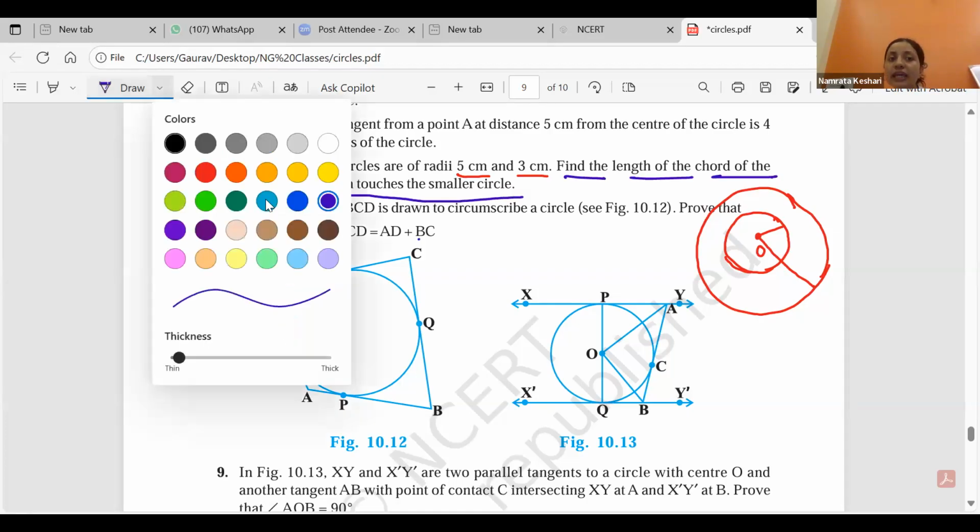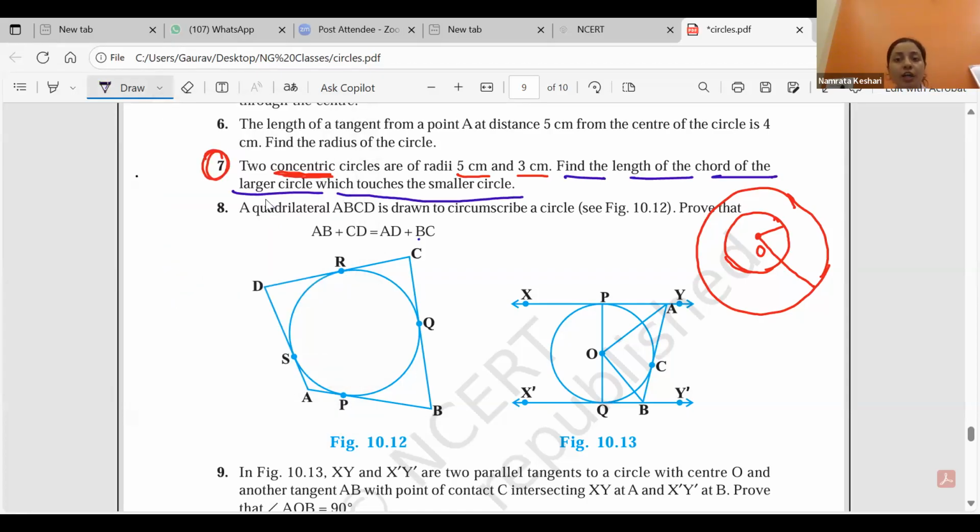लार्ज वाले सर्कल में एक ऐसा कॉर्ड ड्रॉ करके दिखाओ जो स्मॉलर सर्कल को टच करके निकले. क्या समझ में आ रहा है हमें स्टेटमेंट? यस मैम. ओके, तो हमने एक कॉर्ड AB यहाँ ड्रॉ कर दिया. एक ऐसा कॉर्ड हमने ड्रॉ किया लार्जर सर्कल में जो स्मॉलर सर्कल को टच करके निकल रहा है. ओके, हमें इस कॉर्ड AB की लेंथ बतानी है.